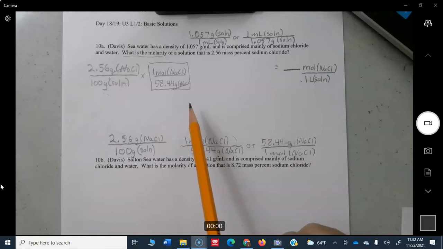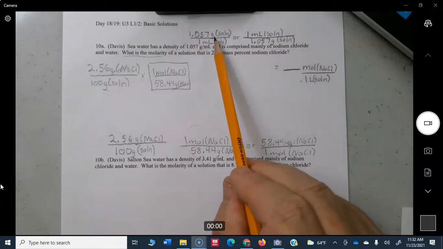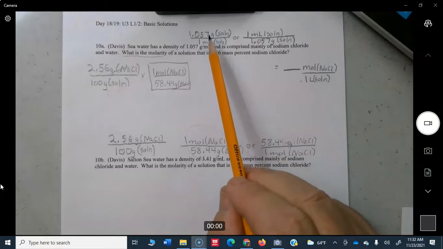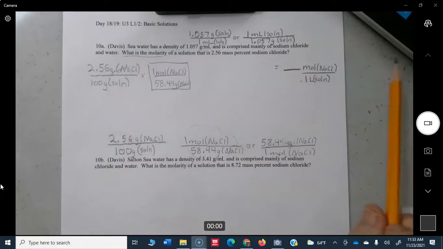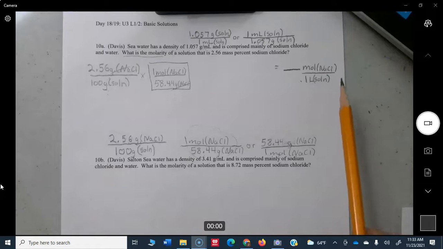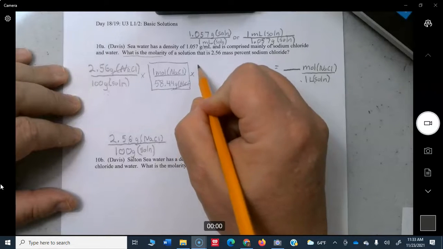But here, again, this is mass, this is volume. Fortunately, we have a conversion that we were given in the problem. It's this up here. That's what density is. It relates grams, mass, to volume, in this case milliliters. All right? So the first thing we want to do is go ahead and convert to milliliters and then eventually to liters.